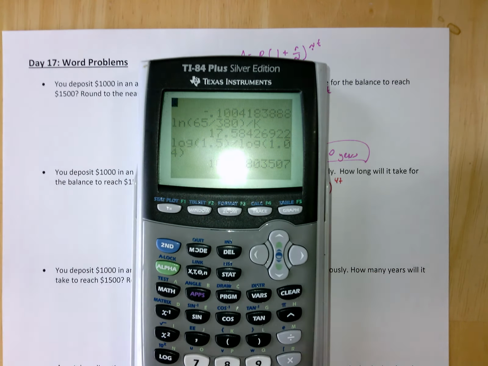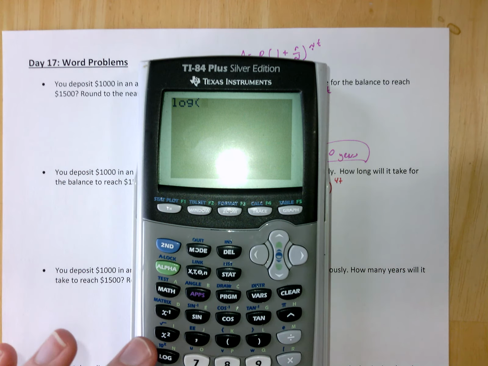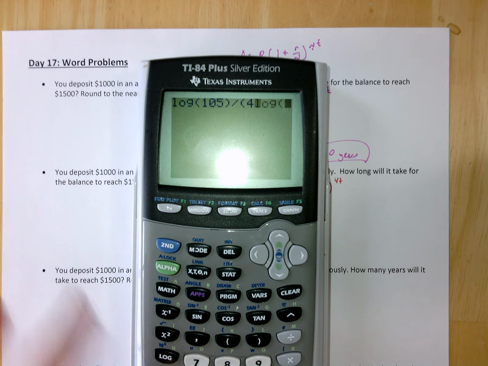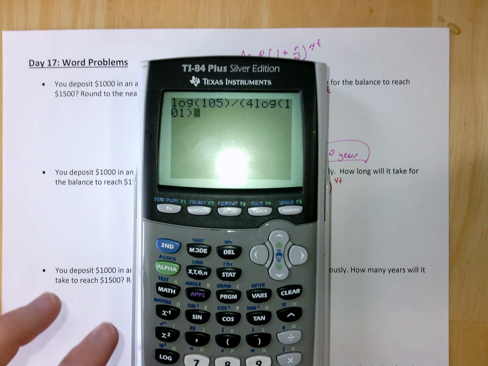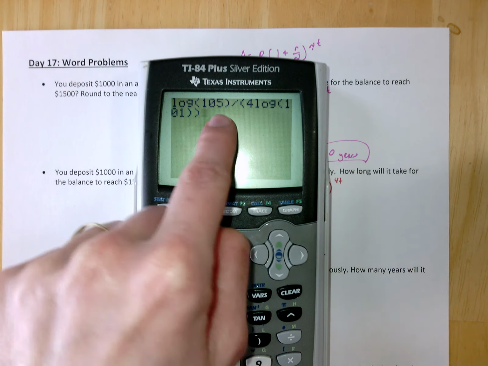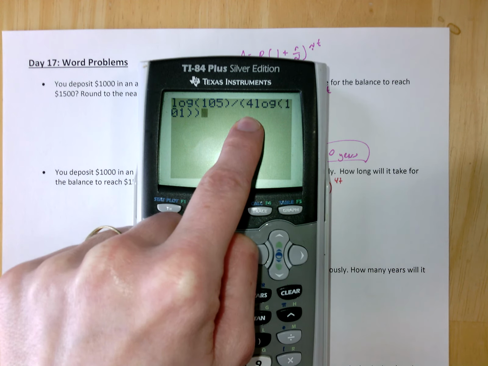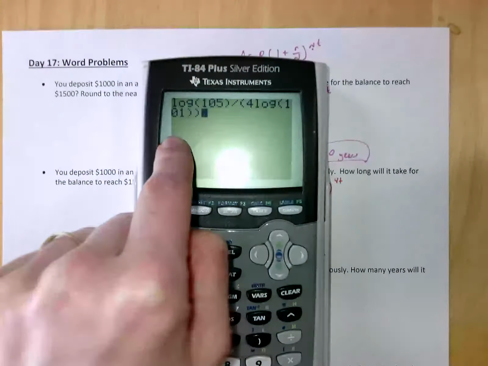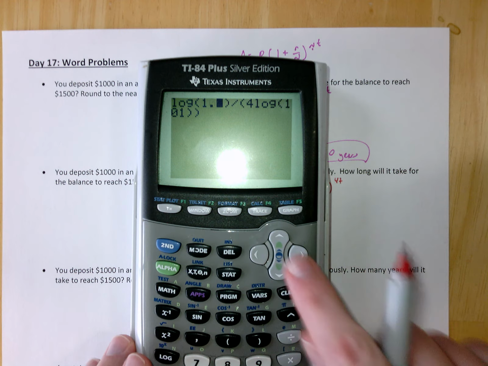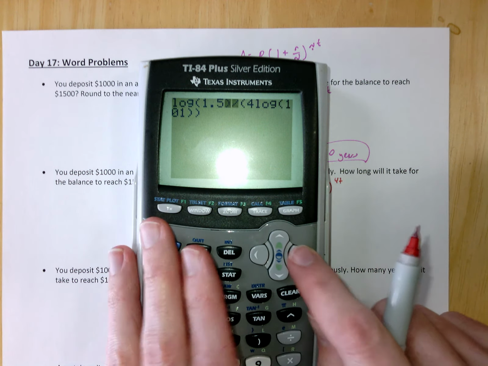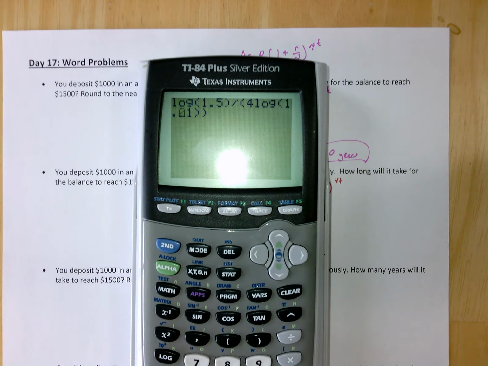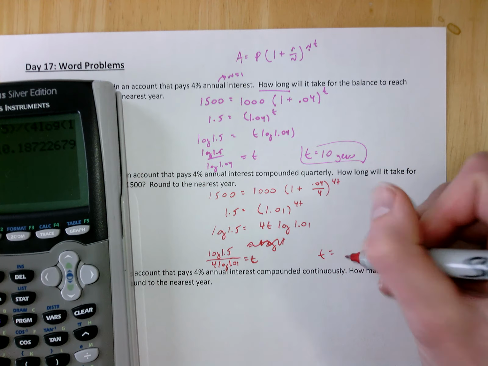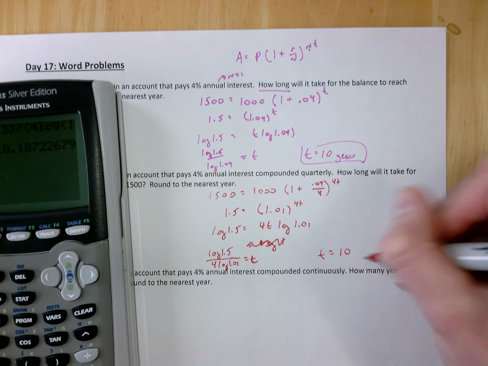You just need to be careful when you put that in your calculator: log of 1.5 divided by, you need parentheses, because if you don't put the parentheses, it's going to divide this log by 4 and then multiply that answer by the other log. Somehow I did not use decimal places, so let me fix that really quick. I have to insert another decimal place there. There we go. That sounds better. All right, so in this case, we end up with t equals also 10 years.